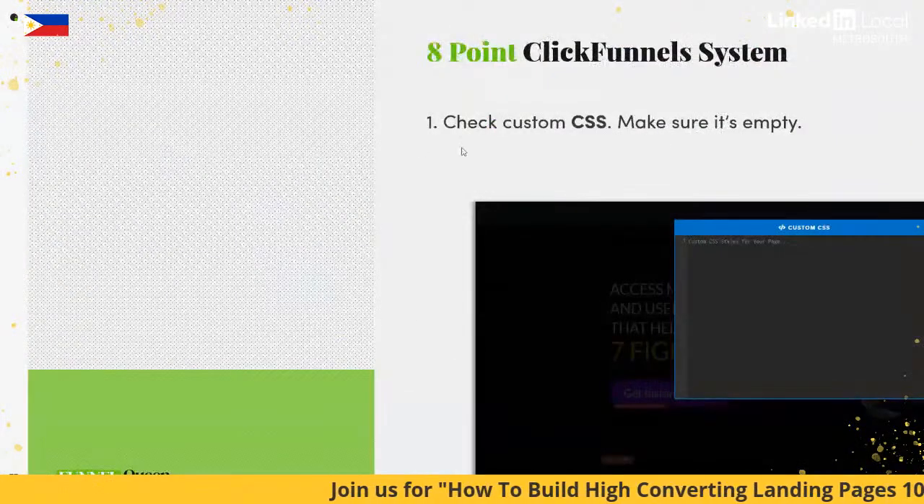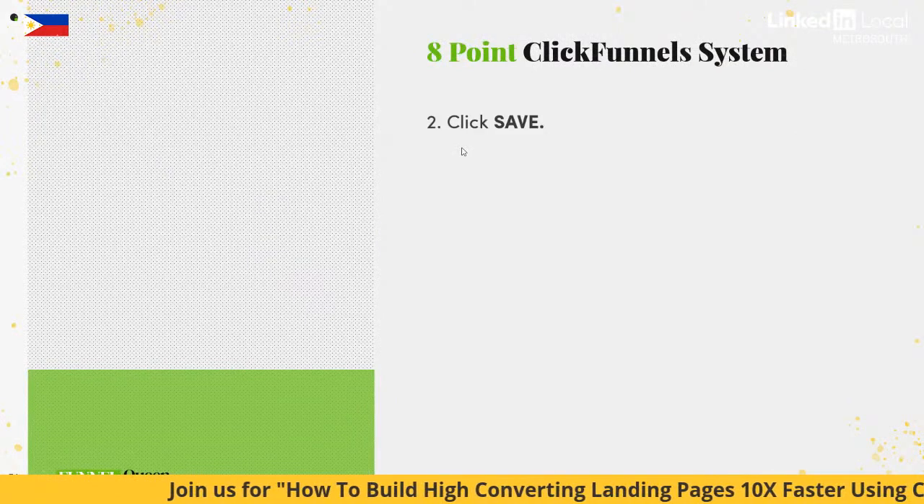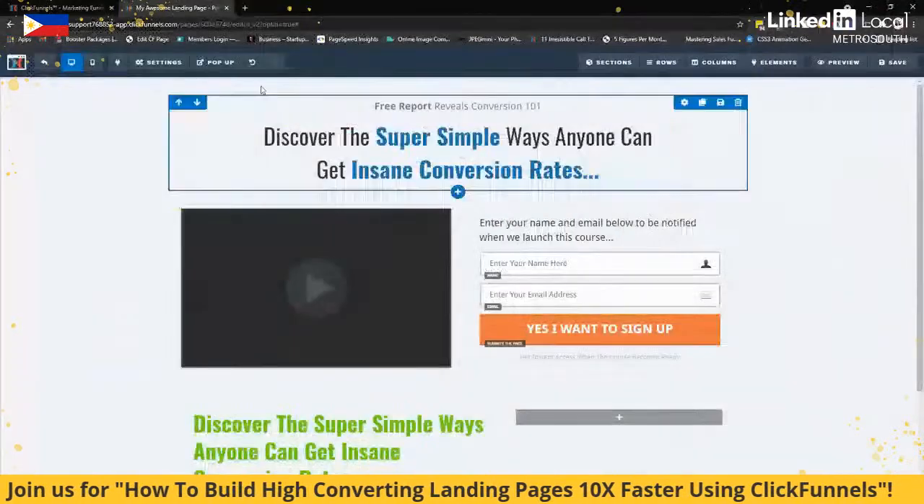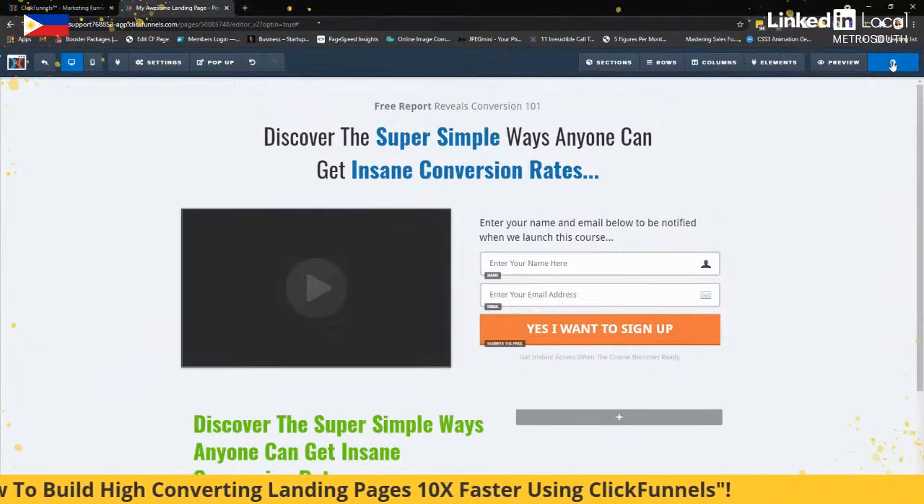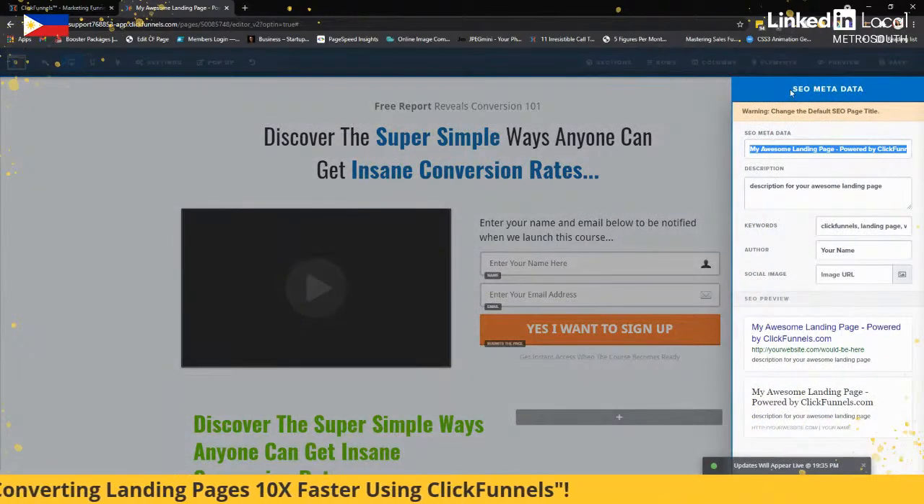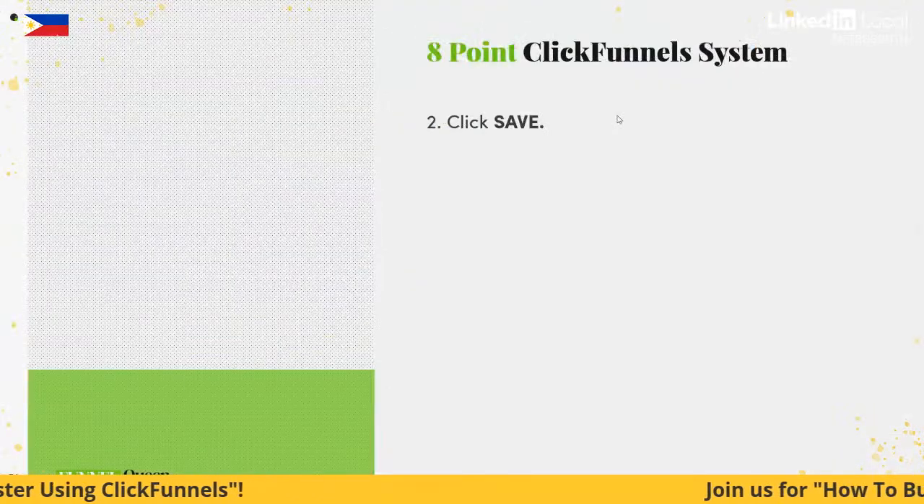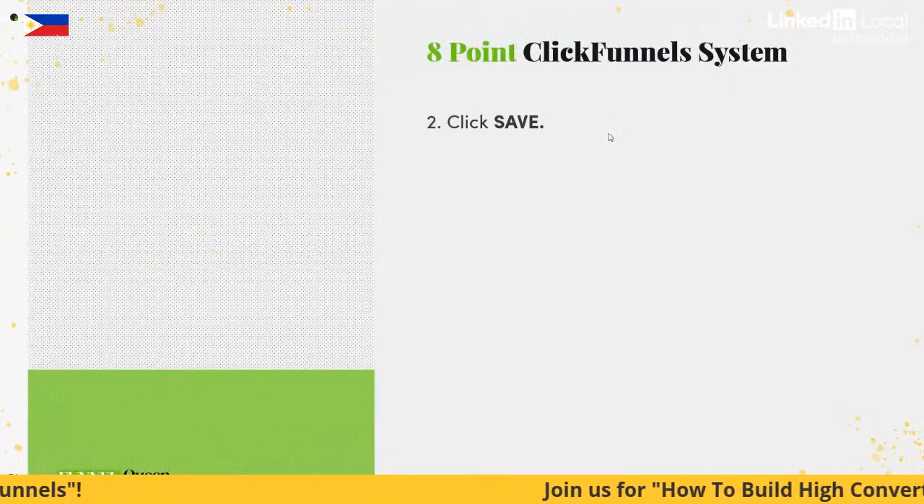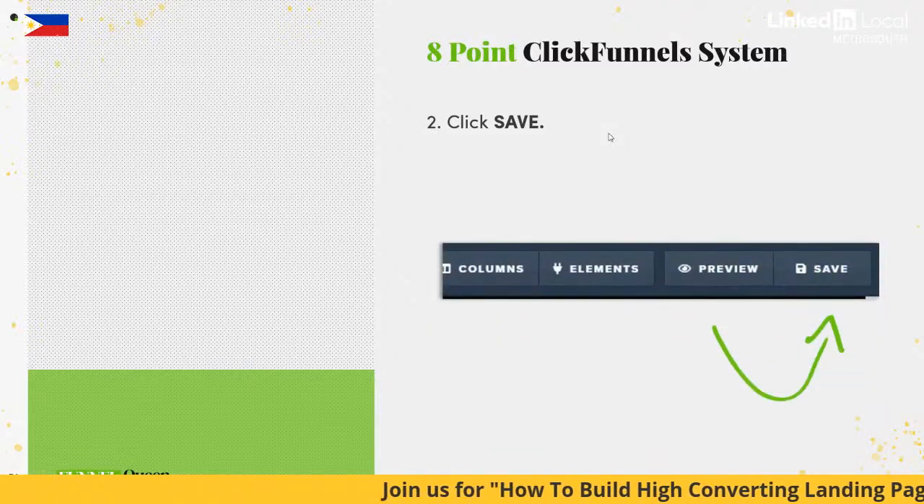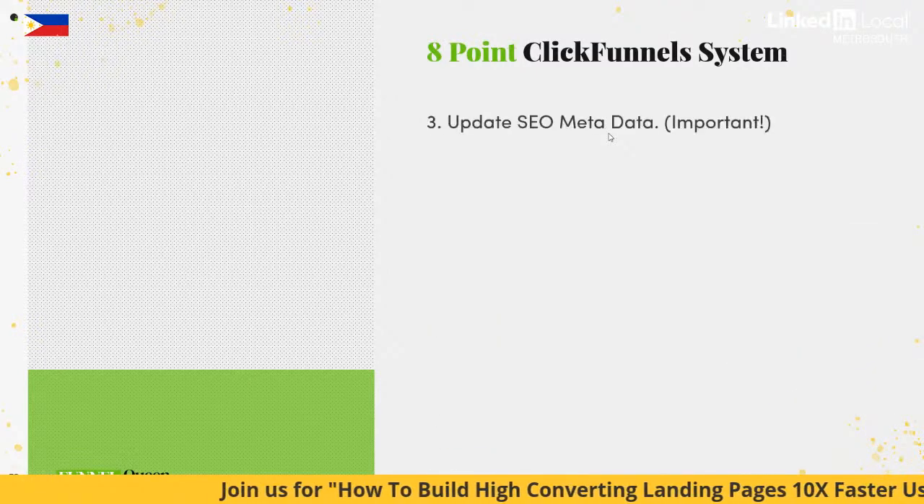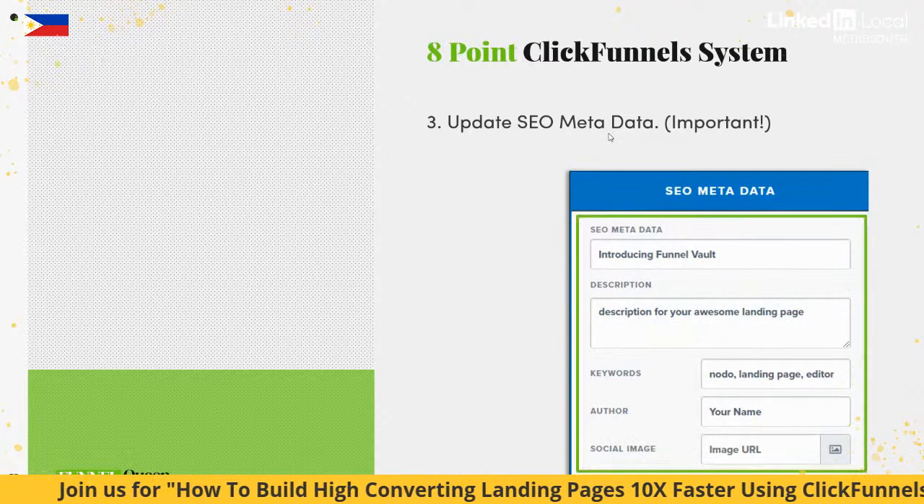Second is to click save. Of course, click save. If you click save, SEO metadata will appear. All right, so that brings us to number 3, which is update SEO metadata.